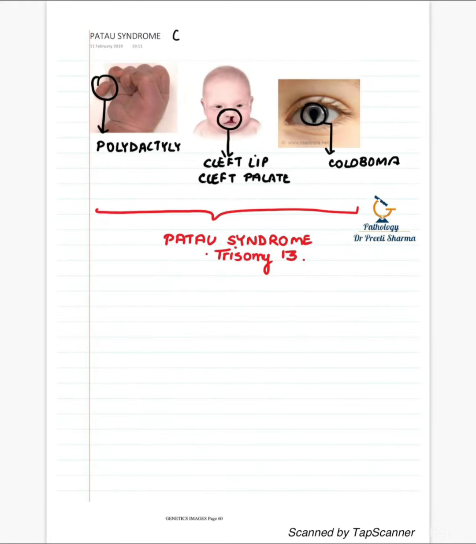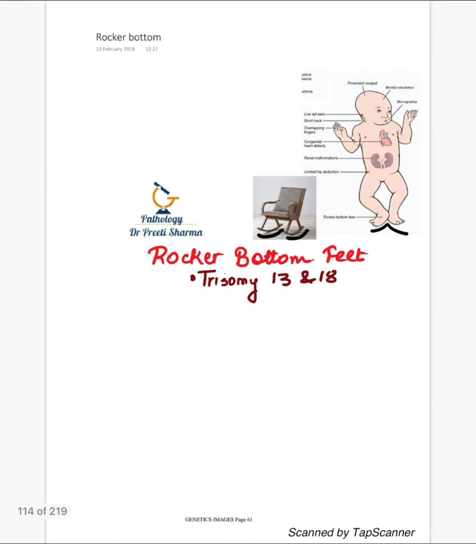Then coming to Patau syndrome, that is due to trisomy of chromosome 13. Edward is for 18, guys. Here you see the presence of polydactyly, cleft lip and cleft palate, very common, and coloboma of the iris, that is again important. Then coming to Edward syndrome, guys, where you see the rocker bottom feet, very important finding.